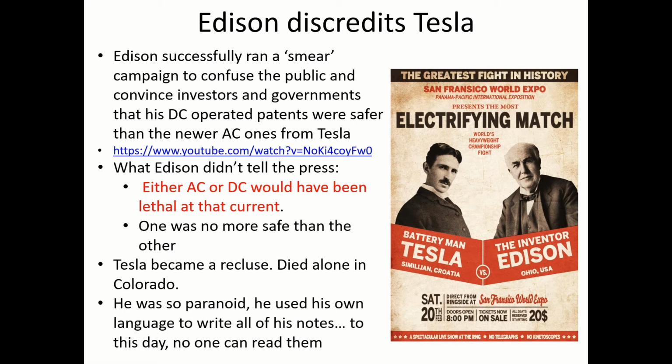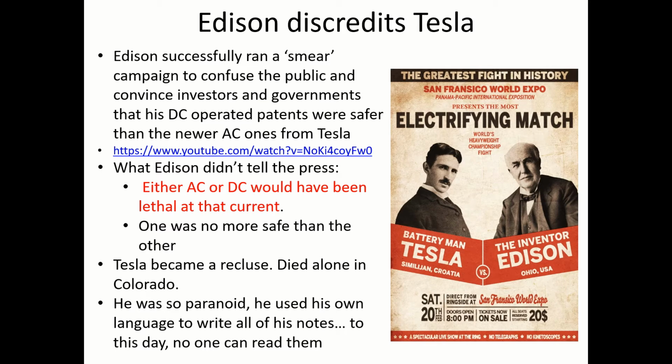He was so paranoid that Edison was going to continue to follow him and try and take his inventions, take his ideas. He recognized that his dream of giving everyone free wireless electricity was so socialist and anti-Thomas Edison and anti-early American capitalism that he invented his own language.